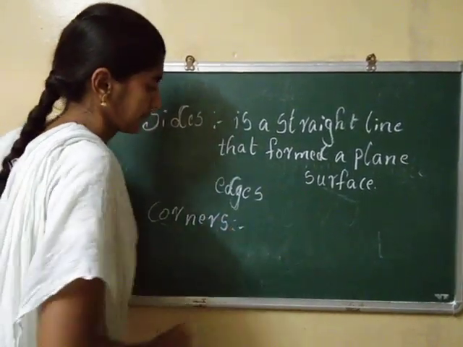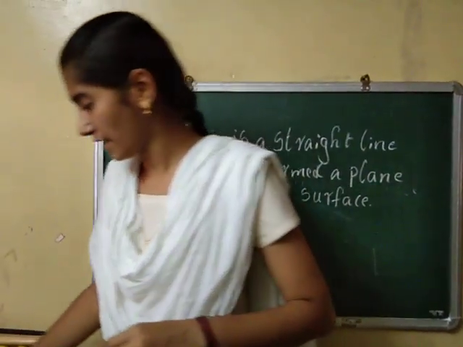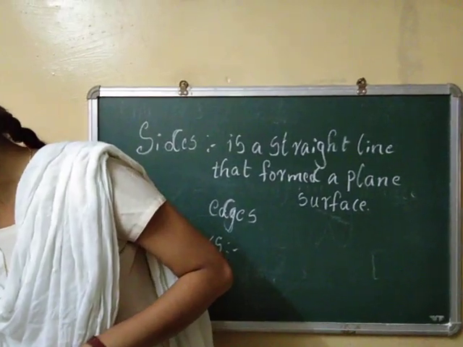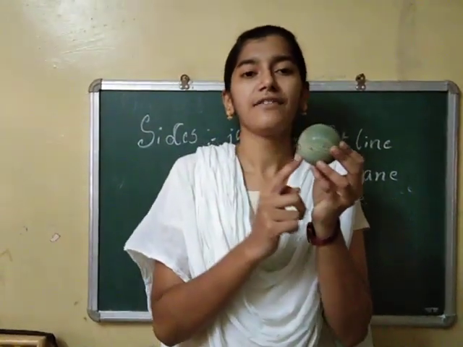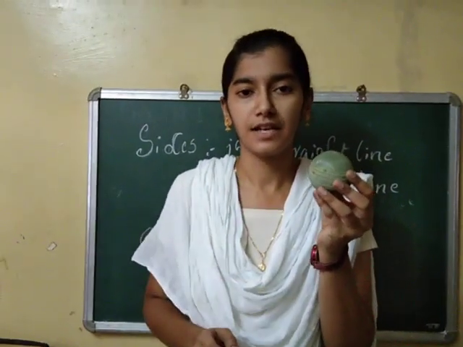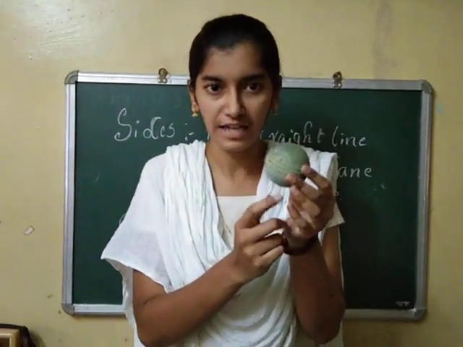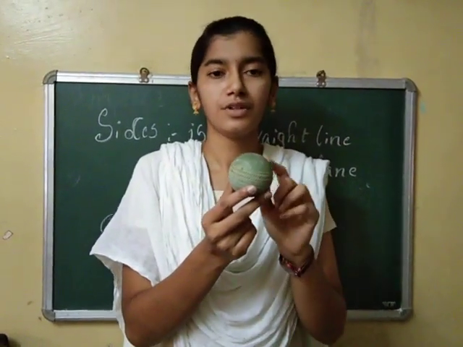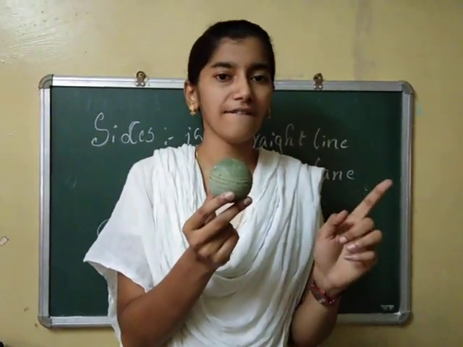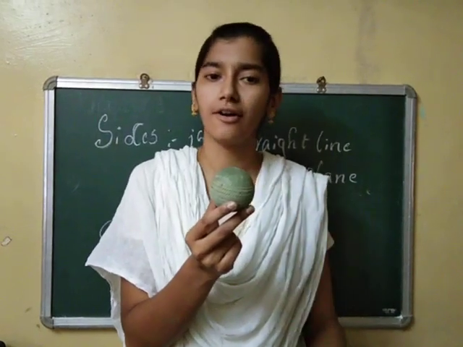Okay children. So in the circle, for example, if I take this ball, we don't have any sides and edges here. We don't have any straight line, and we don't have any point or corners here. So a circle doesn't have any sides or corners.